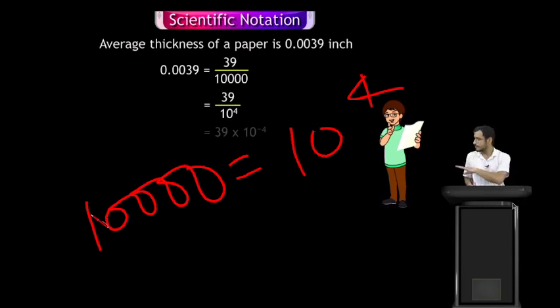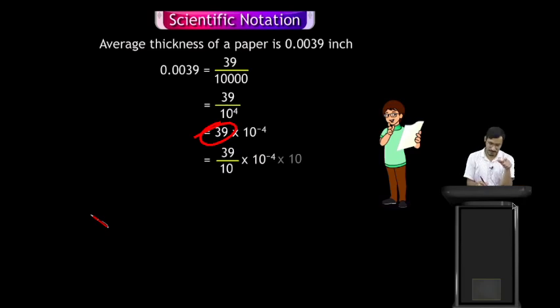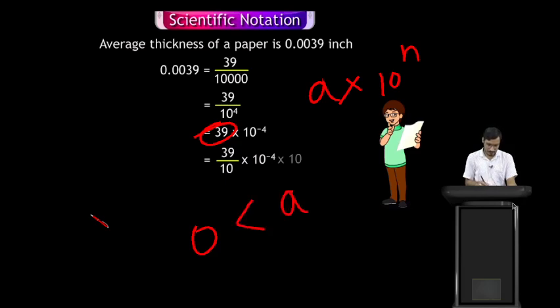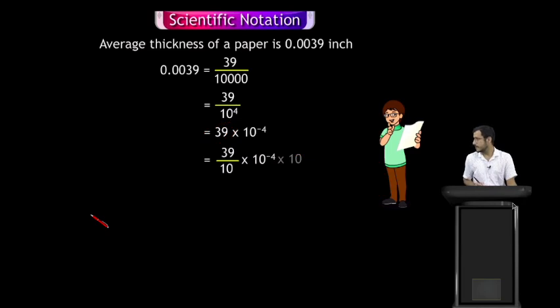So 39 upon 10 to the power 4, or we can write 39 into 10 to the power minus 4. You can see the number here is 39. When we discuss scientific notation, the general form is a into 10 to the power n, where a is between 0 and 10. Here 39 is greater than that, so a must belong to 0 to 10. That's why we divide by 10 here and then multiply by 10.